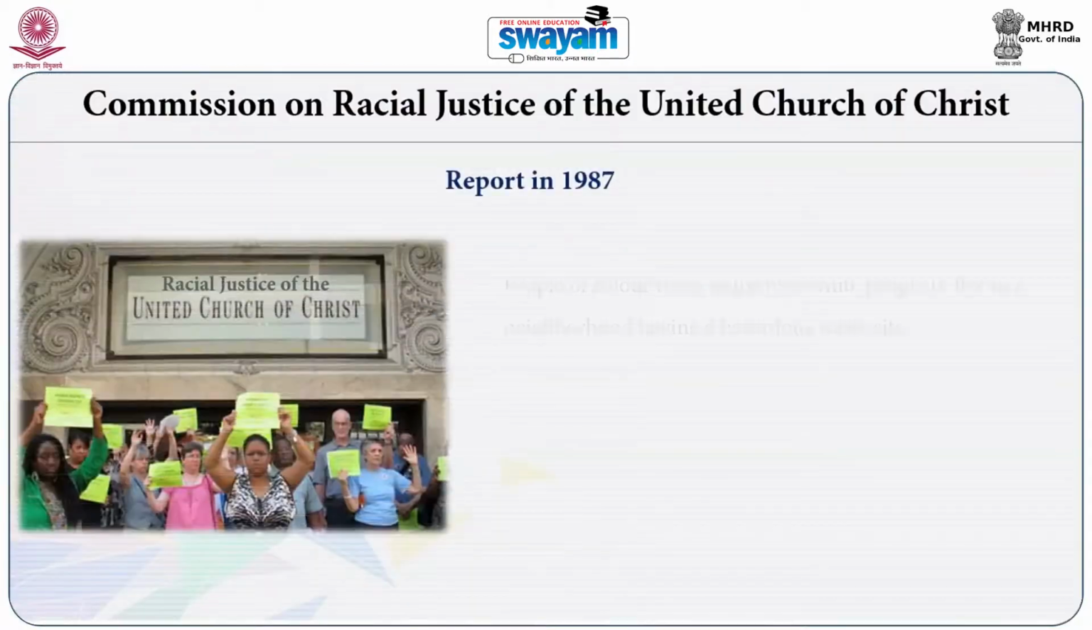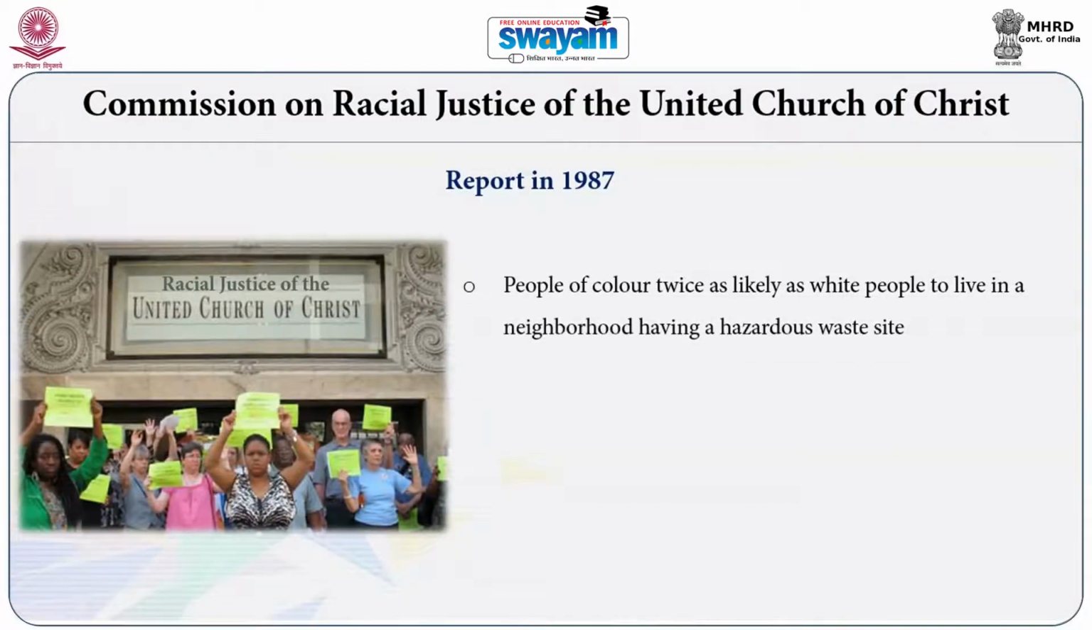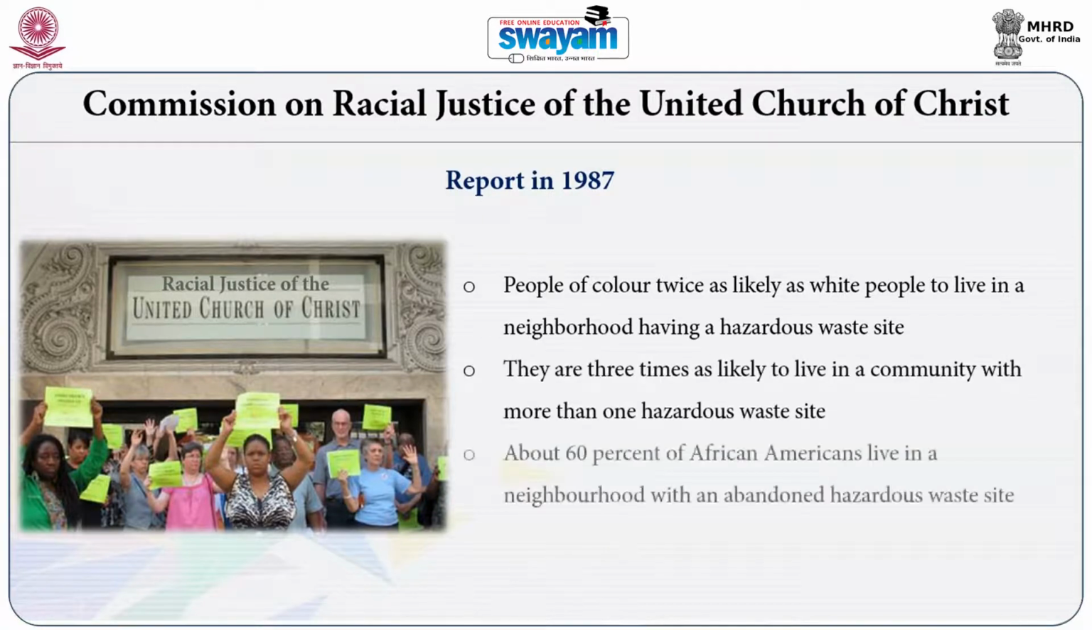In 1987, the Commission on Racial Justice of the United Church of Christ brought out its report, and that report received a tremendous amount of publicity. The report said a number of things. For example, 3 things. Firstly, that people of color were twice as likely as white people to live in a neighborhood having a hazardous waste site. Secondly, they are 3 times as likely to live in a community with more than one hazardous waste site.